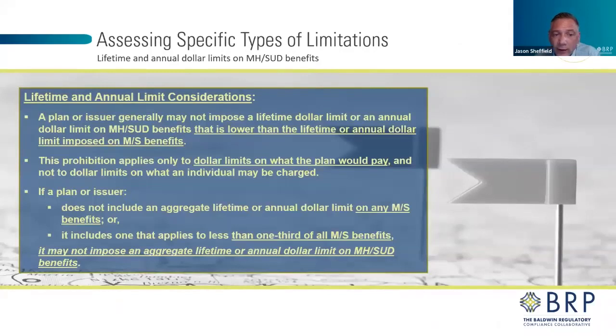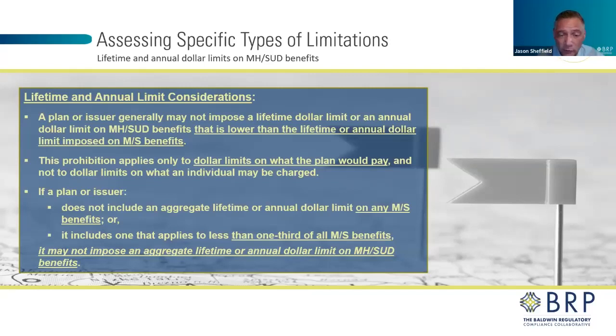All right, the first one here is our lifetime and annual limit considerations. As I mentioned twice, we do have a prohibition here generally against lifetime and annual limit restrictions for employer plan sponsors with respect to self-funded plans and fully insured plans to carriers for mental health and substance use disorder benefits. It can't be lower than the lifetime or annual dollar limit that's imposed on medical surgical benefits. So there's a tricky little clause in that statement. It's not just you can't have them. You can have these limitations, but they can't be lower than those limitations that you impose respecting medical surgical benefits.